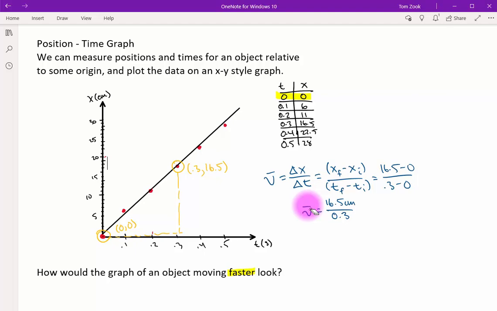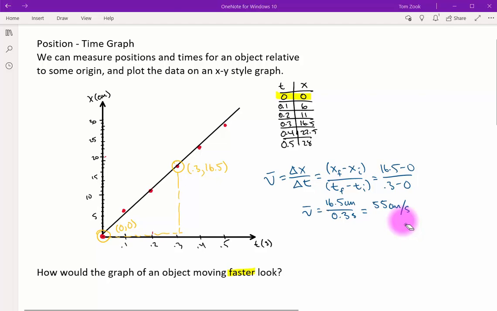That's supposed to be seconds. And if we calculate that out, we get a whopping 55 centimeters per second. And that's how we'll write the units for any sort of velocity or speed. It's always a distance divided by a time. So centimeters per second, meters per second, miles per hour, there's a whole lot of different ways we can write that. Now, generally speaking, centimeters per second is not our standard unit.